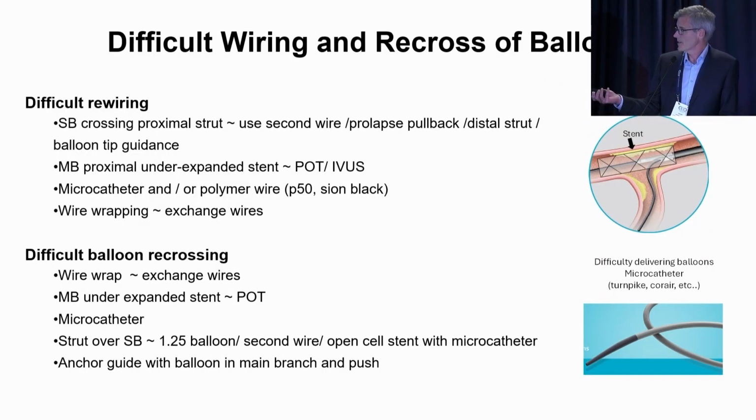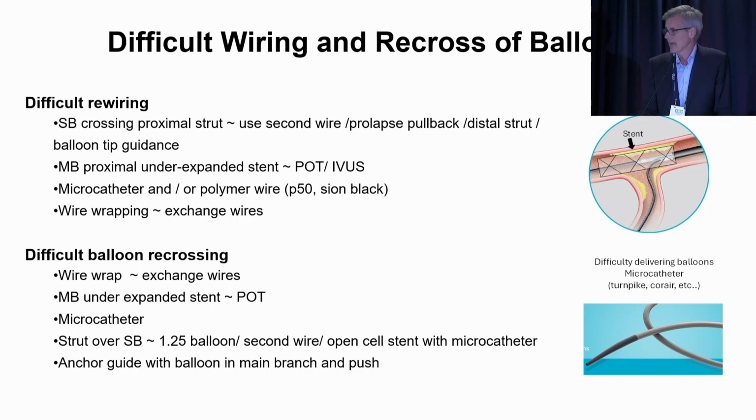If you're having a hard time rewiring, make sure you're not under a proximal strut. You should pop before you try to rewire to make sure you don't get under the strut. You can use a dual lumen microcatheter to get past the proximal segment if there's any question. Microcatheters make wiring through side struts really easy, as do in some cases polymer jacketed wires. I tend to like a Pilot 50 or a Chikai Black if I can't get a regular workhorse wire through. If you're having a difficult time recrossing with the balloon, worry about wire wrap.